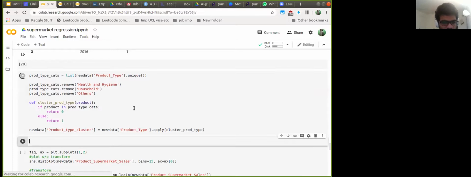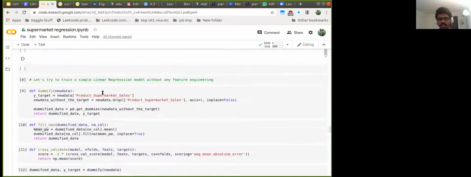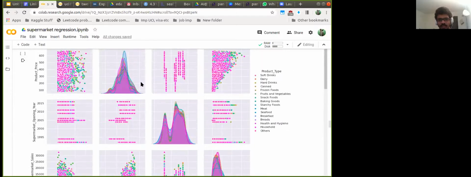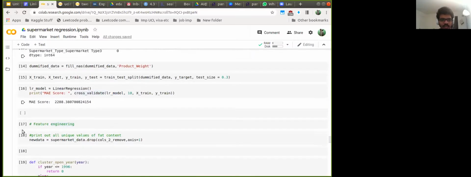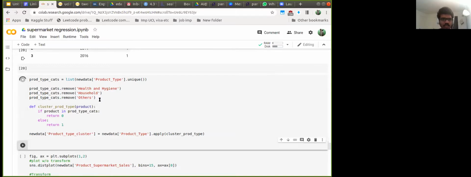Another important thing, as I had mentioned earlier, is that the health, hygiene, and household categories, and others, are dominating the distribution, as we could see here. There's a lot of pink because of these three values. So I'm going to create a new feature that doesn't have these values, as a cluster. That feature is basically manually clustering into two categories. So we do that.